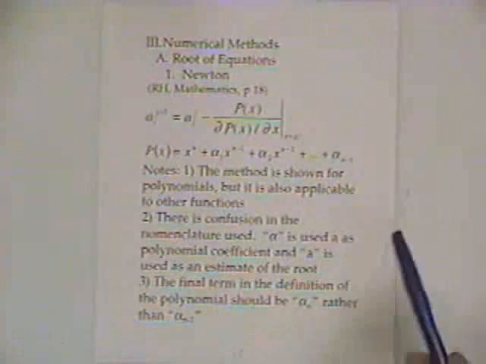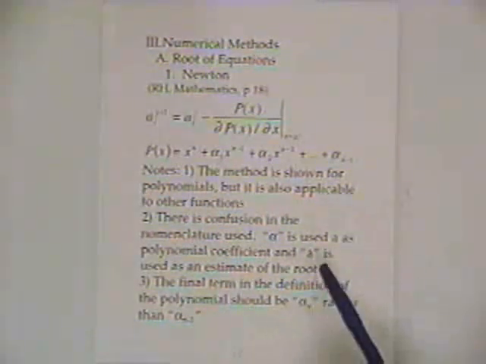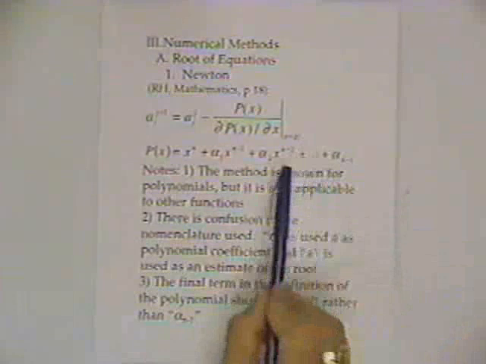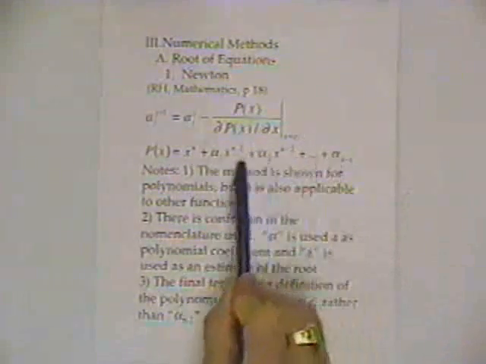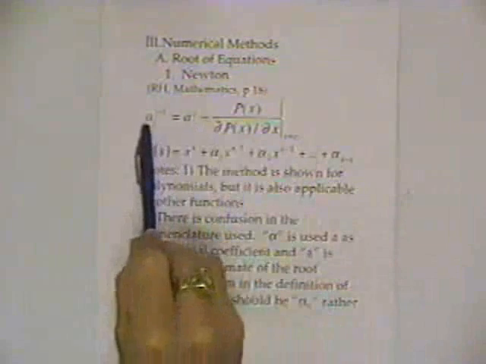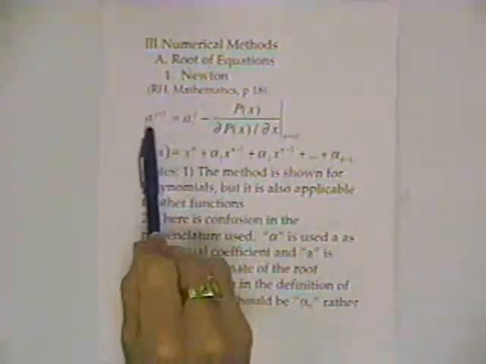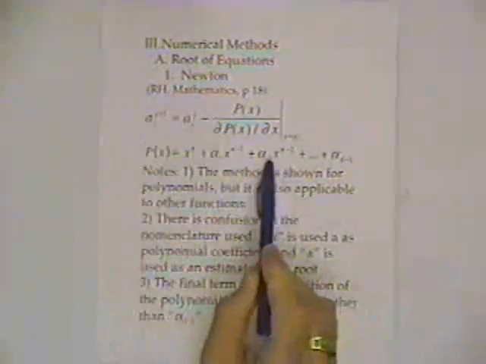A couple of notes about this equation. First of all, it is presented as being specific for polynomials, but it could really be applied to any function of x. There's also unfortunate confusion in the nomenclature, so I'm just going to point this out to help you be sure. The manual uses alpha to represent these coefficients in the generic polynomial, and uses a to represent an estimate for the root.